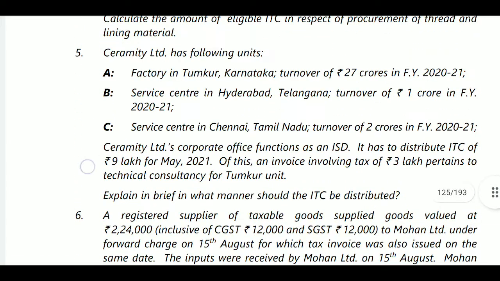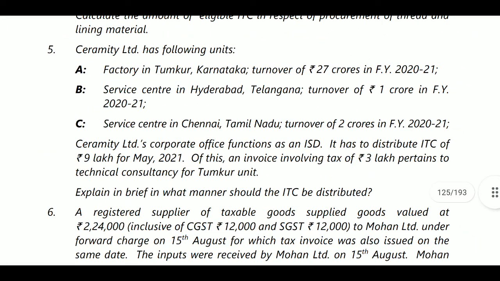Next question, 5th question. What is there in 5th question? Seramity Limited has following units. Factory in Tumkuru, Karnataka, turnover 27 crores, 1920. Service unit in Hyderabad, Telangana, turnover will be 1 crore. So total turnover will be 28 crores. Next, service center in Chennai, Tamil Nadu, turnover will be 2 crores. That is 28 plus 2, 30 crores will be the turnover.